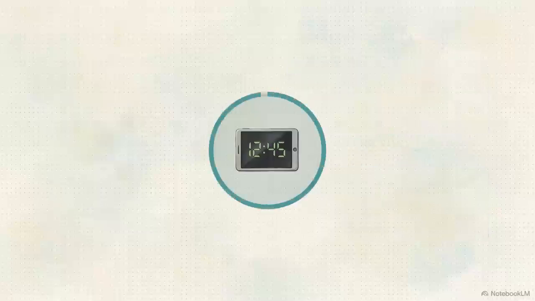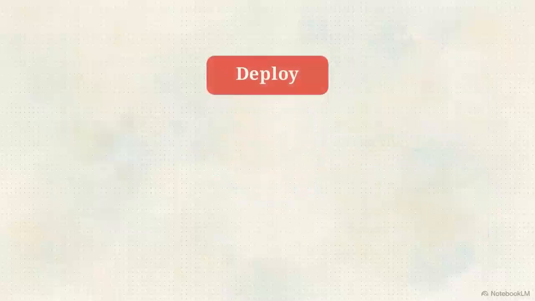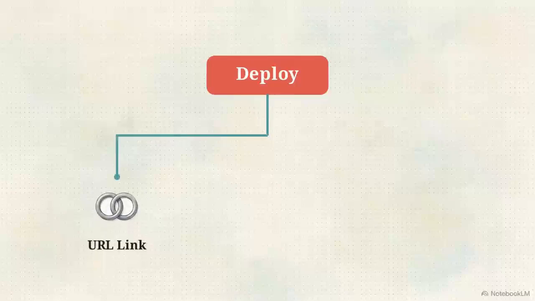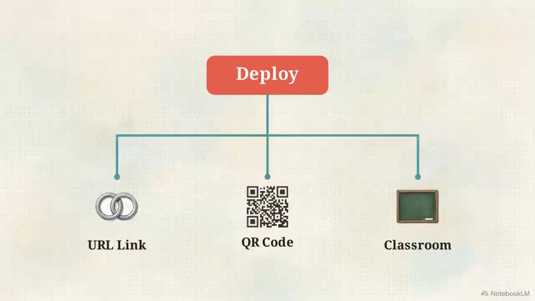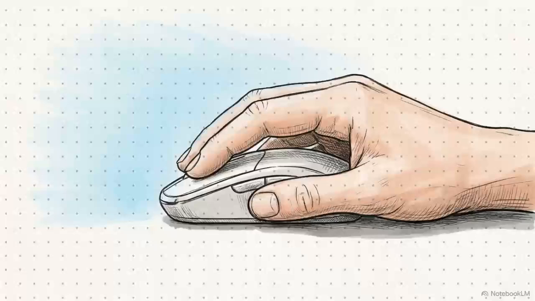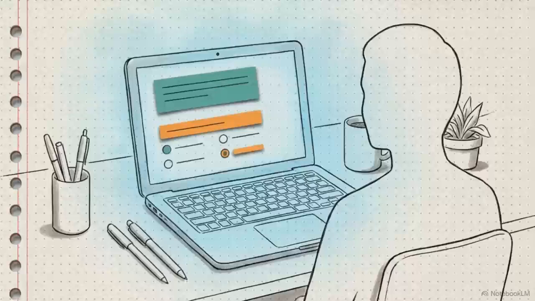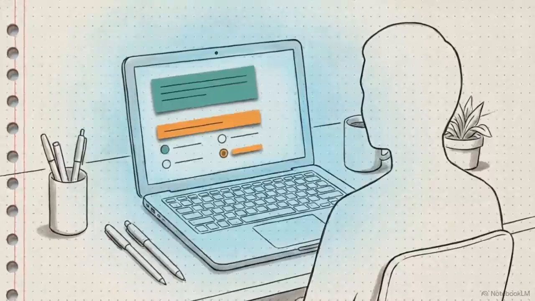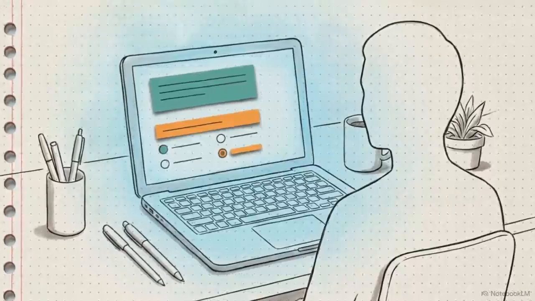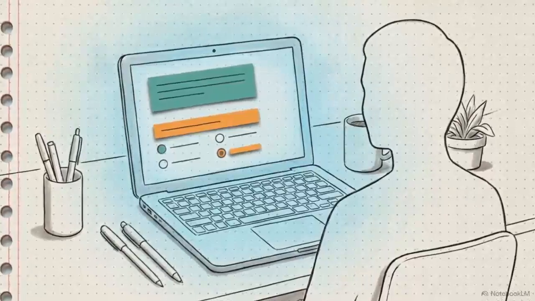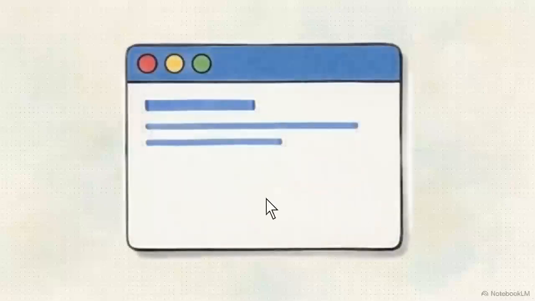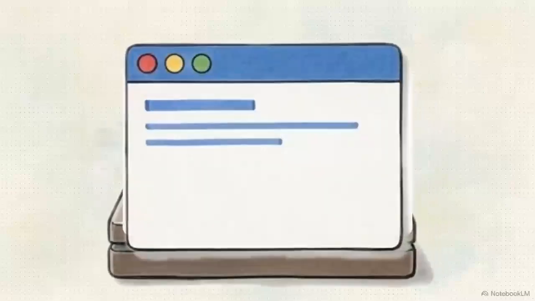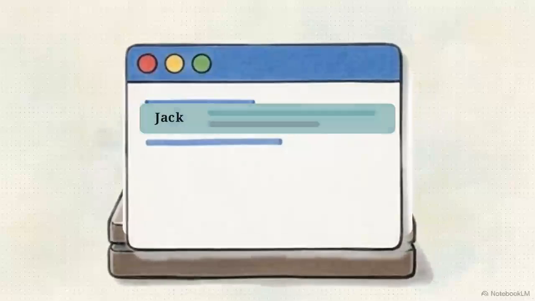Once those 5 minutes are up, deployment is instant. The teacher simply shares a URL link, displays a QR code, or pushes the page directly to Google Classroom. When a student clicks that link, they enter a strictly controlled environment. They interact entirely with a static HTML web page. There is absolutely no login required, no data harvesting, and no generative AI chatbot accessible. As students complete the activity, their responses are submitted instantly and routed straight back into the teacher's private results dashboard.